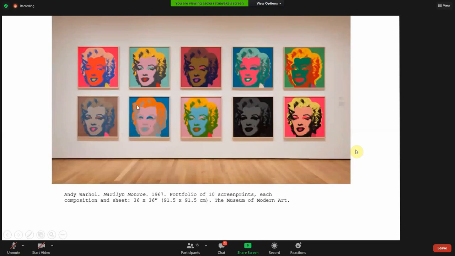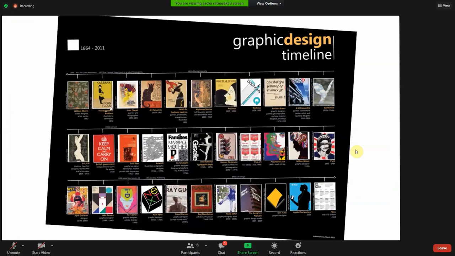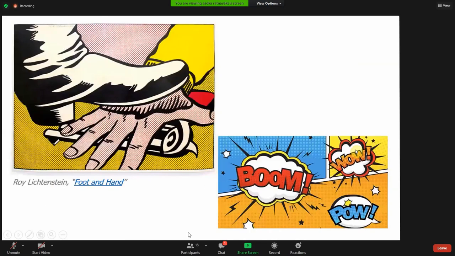This is Andy Warhol's very famous painting of Marilyn Monroe. See the advancements of printmaking, screen printing, those were incorporated into art. And the comic books. This is the pop art data. I have a video to show you about pop art that will be more descriptive.